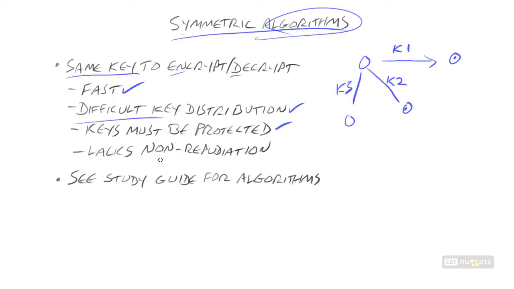Okay? Also, it lacks non-repudiation. Non-repudiation means that you can't deny that it came from you. Well, with a symmetric algorithm, it's easy to get a hold of the key, and so it doesn't really do anything to confirm that it really did come from you. It's just a key is all it is. Again, see the study guide for all the various algorithms. I've got a bunch of them there, and it will be very useful to you, especially as a test taker.